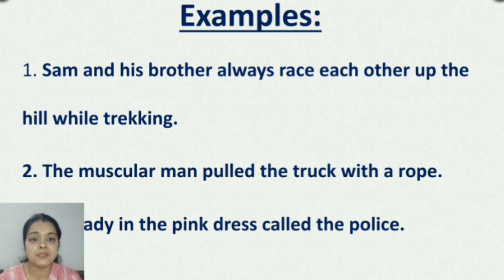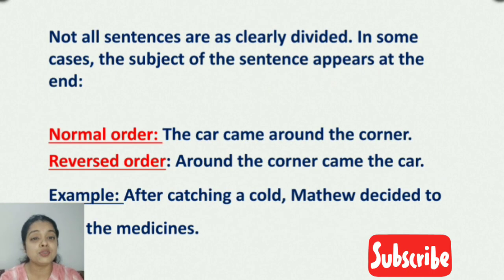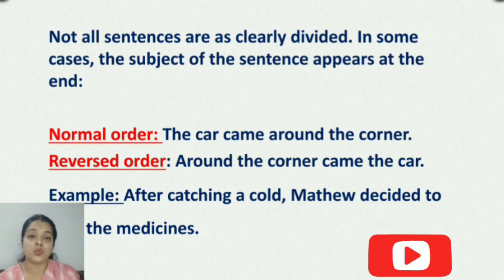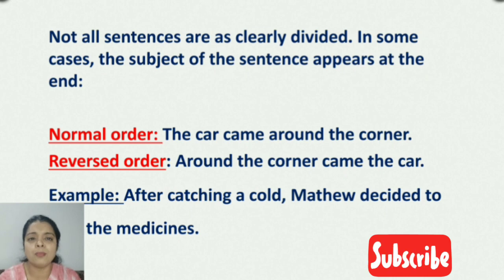Everywhere what we observe is that the subject is coming in the beginning, right? But does it happen every time? No, not at all. So what we need to do? We need to find out that sometimes the sentences are in a situation where the subject is starting, meaning the sentence is starting with the subject. That's called the normal order. But there is a reversed order as well.